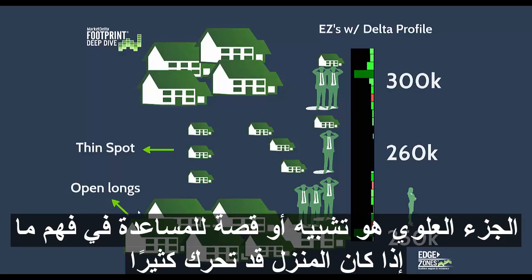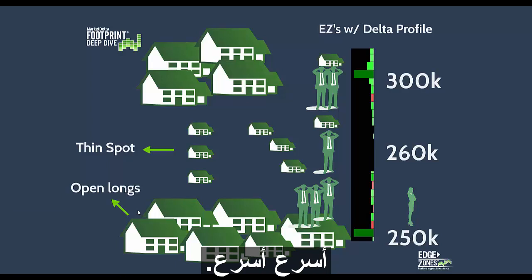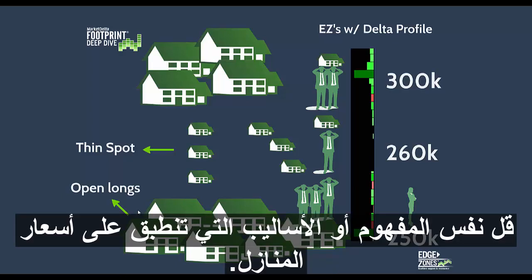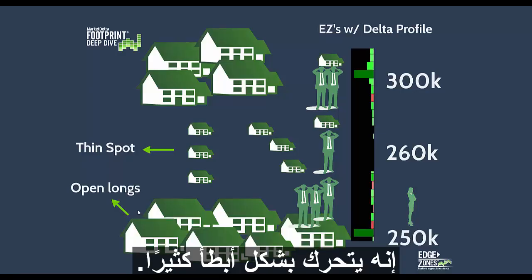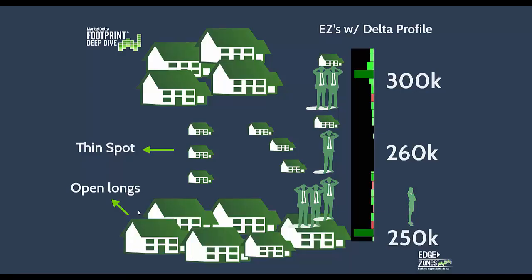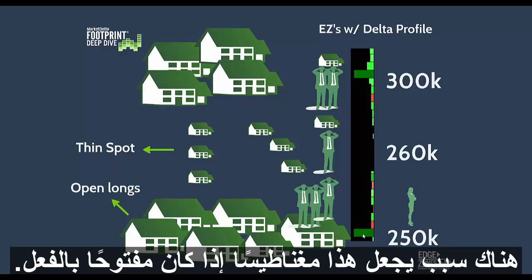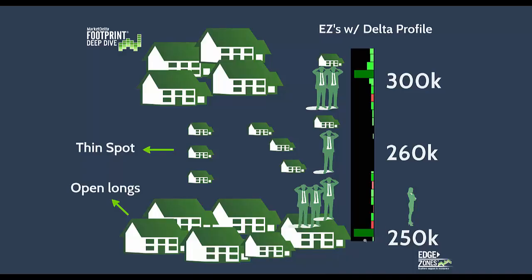That is an analogy or story to help understand if houses moved a lot faster. The same concepts or techniques apply to the price of homes. It just moves a lot slower. If we sped it up, there's a reason why this would be a magnet, if indeed there was open longs there.